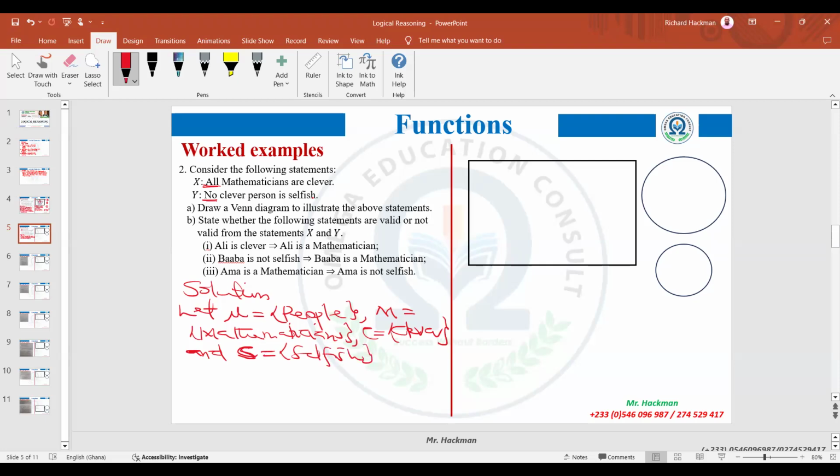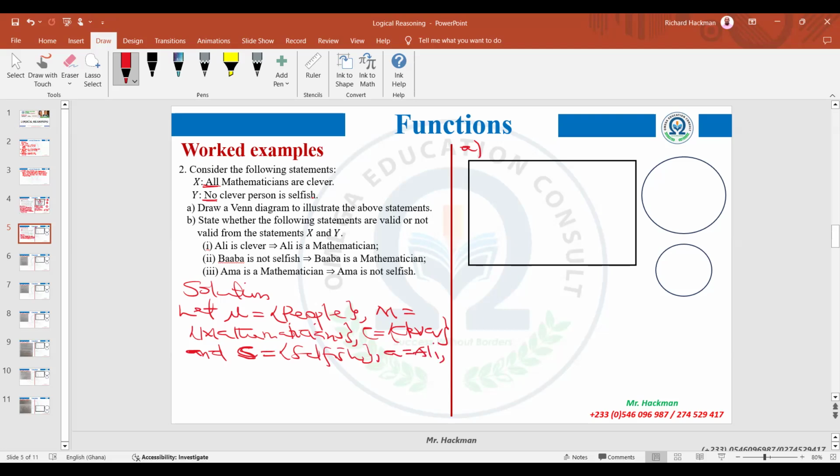Now, like I said, let's go and have our Venn diagram drawn. When we come to the B, we'll make our representation for the names. Since I have my letters here, I'm going to write the small letter A for Ali. Is that clear?